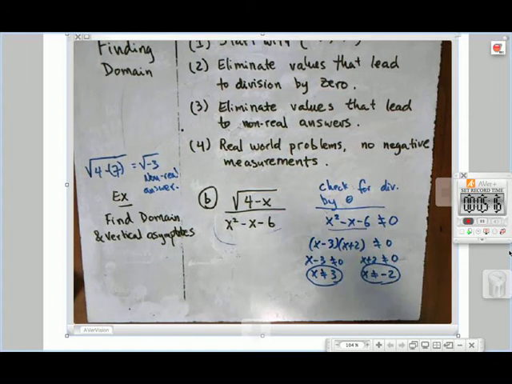Next, eliminate values that lead to non-real answers. And again, I do have a square root here, just like in the previous problem, so I have to check that. I know that 4 minus x has to be greater than or equal to 0, so 4 has to be greater than or equal to x, or x has to be less than or equal to 4.